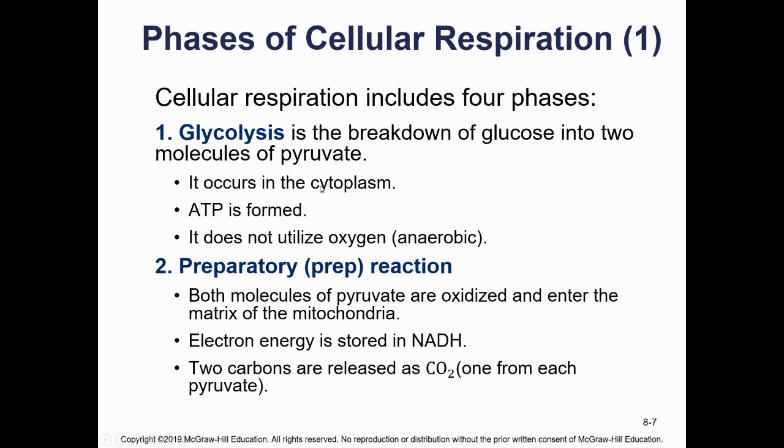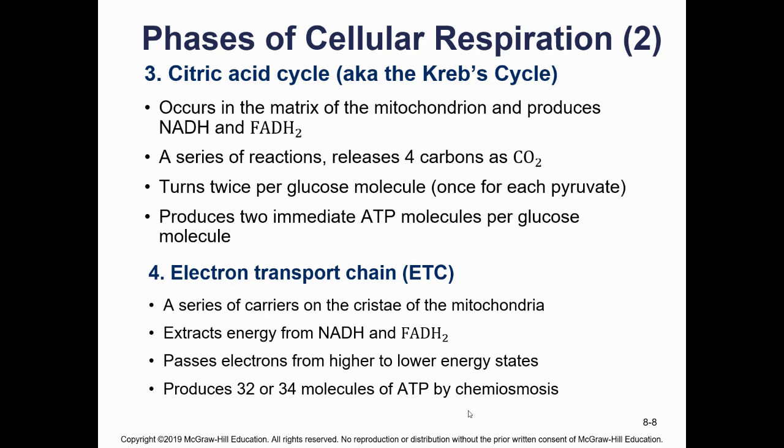But the prep reaction is going to convert our pyruvates to a form that allows them to enter the mitochondria. So they become oxidized. So they lose an electron so that they can go into the mitochondria. They're going to lose that electron, the hydrogen, by giving it up to the hydrogen taxicab, the electron taxicab, NAD, and forming NADH. And in this process, we'll release some carbon dioxide. A little bit of a waste product will be released.